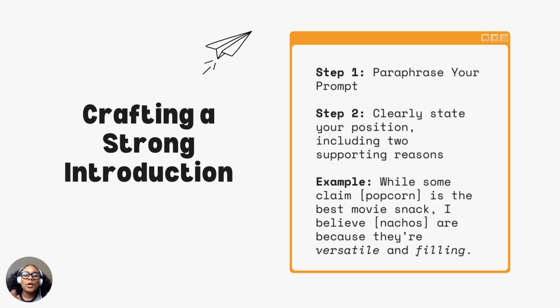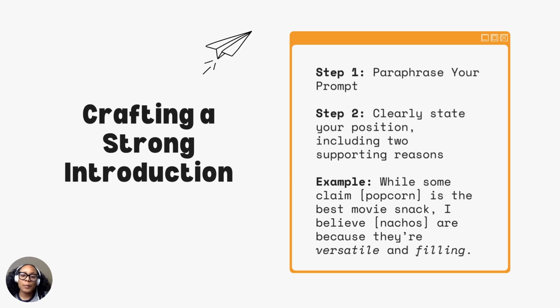Step 2, you want to clearly state your position, including 2 supporting reasons. So wherever you stand, whether ice cream is better than water ice or water ice is better than ice cream, you want to firmly state whatever it is that readers are going to learn about or become knowledgeable about in your paper, and you're going to include your supportive reasons for that. You want to do this very briefly because, again, you will go into more depth in the actual body paragraphs.